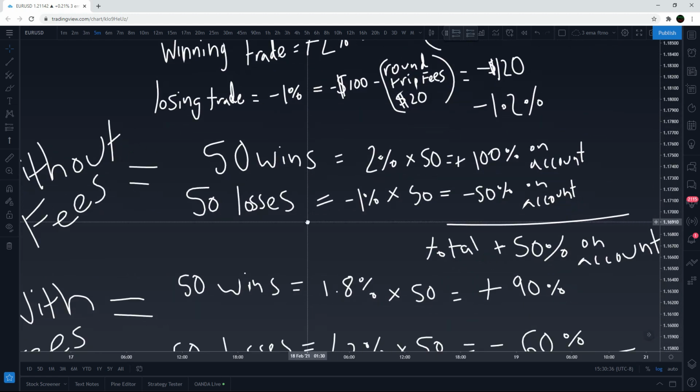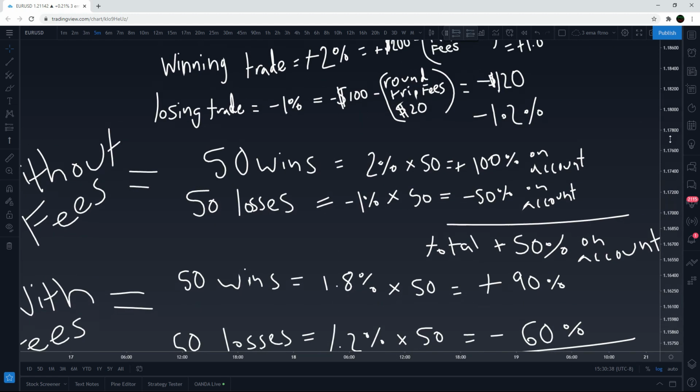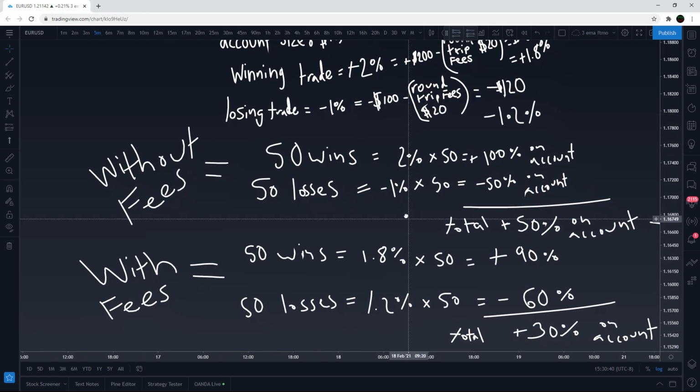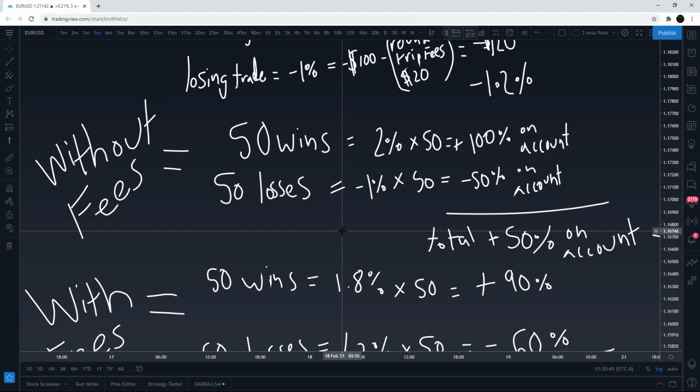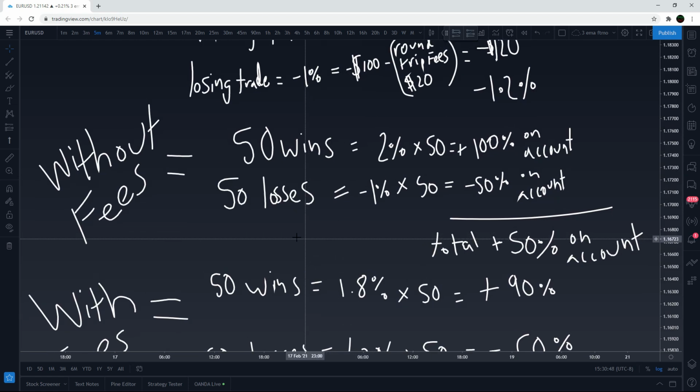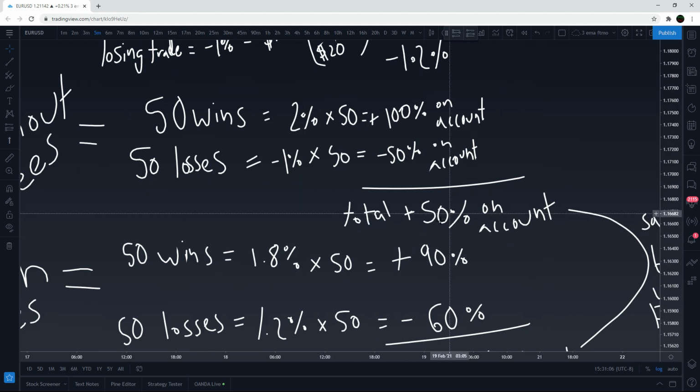Now let's do the calculations to show how significantly this impacts the account gain over a series of 100 trades. So let's say that you have a 50% win rate with a 1 to 2 risk reward ratio, 50 wins, 50 losses, and you just do it without including fees in the calculation. 2% times 50 is plus 100% on your account, 50 losses times negative 1% is minus 50% on your account. So you gain 50% on your account, right? In theory.